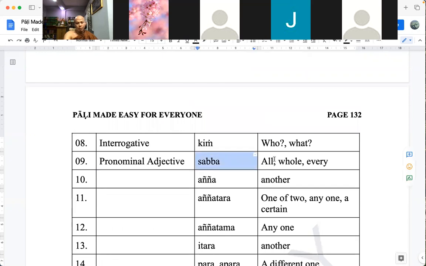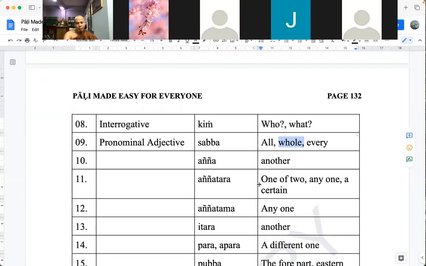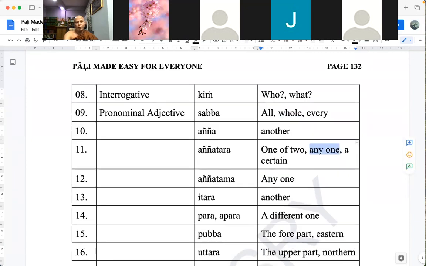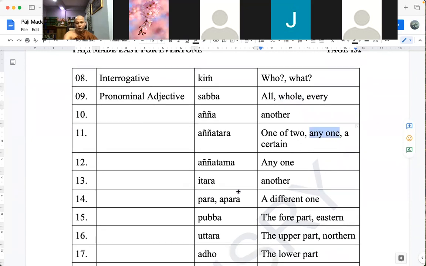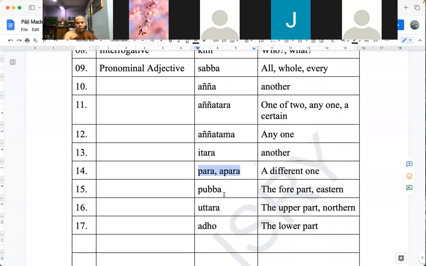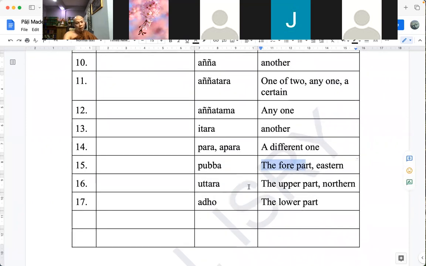Like sabba means all, whole, entire, or every. Anna means another. Annatara means one or two, anyone, or a certain one. Annatama also means anyone, and itara means another. Para and apara mean a different one, an alternative. Pubba means former part or eastern direction. And uttara means upper part and northern, and adhara is lower part. Maybe something still remains; I need to make it complete.